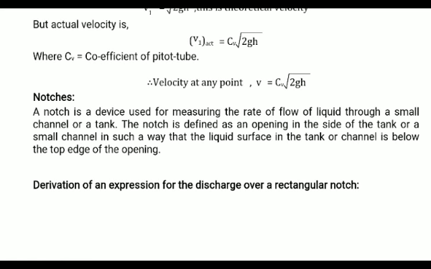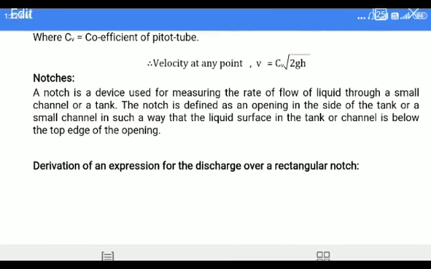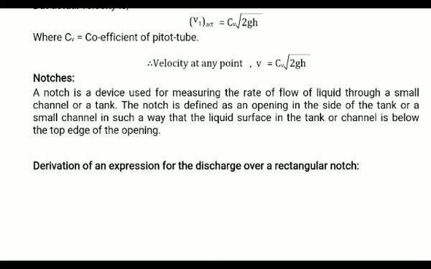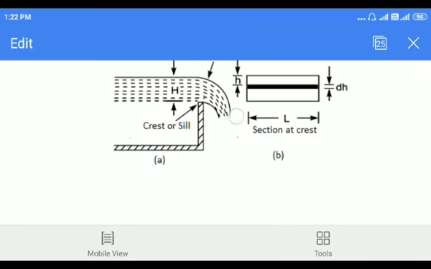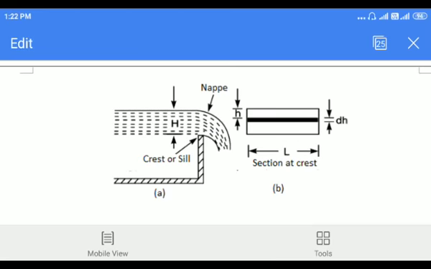Next we have the notches. Basically, a notch is a device used for measuring the rate of flow of a liquid through a small channel or a tank. The notch is defined as the opening on the side of a tank or a small channel in such a way that the liquid surface in the tank or channel is below the top edge of the opening. So notches are generally provided in tanks and big channels. This is a notch here. You can see that here.